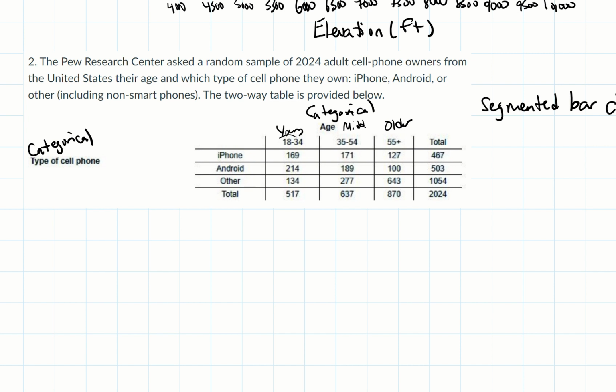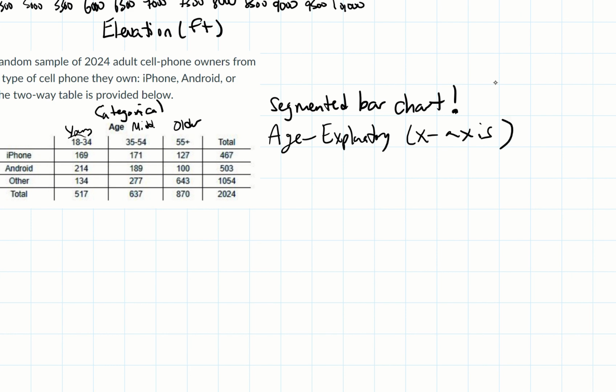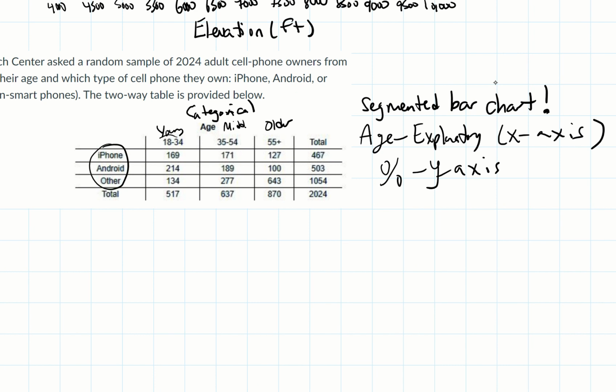Maybe the young folks tend to have more iPhones. Maybe middle aged tend to have more Androids. I don't know. We're trying to see if age has a relationship. I think that age could impact the type of cell phone usage, and therefore age is considered to be the explanatory variable. Which means it goes on the x-axis. So age is going to go on our x-axis, and the percent is going to go on the y-axis. When you do a segmented chart, you have to have percent on the y and the explanatory on the x. These are my categories, and so these are going to belong to my key.